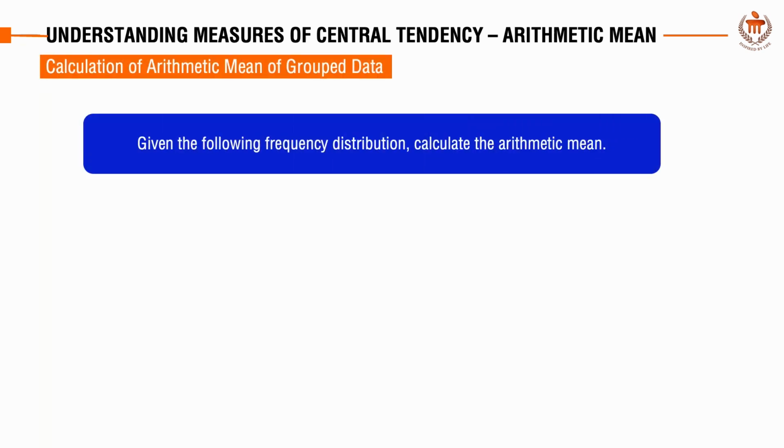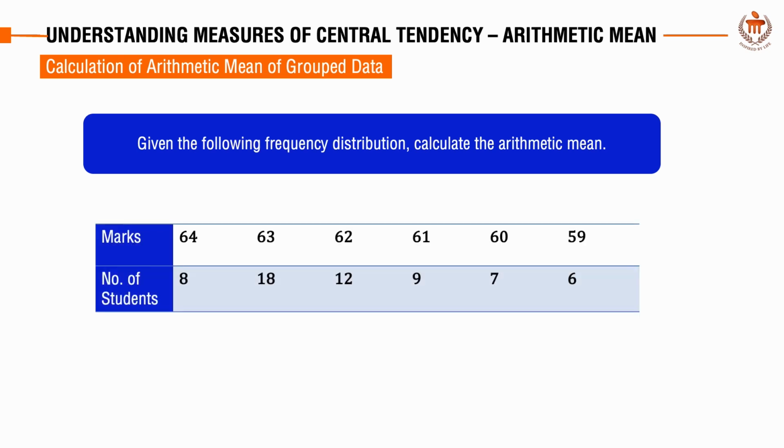Imagine a data set is given to you and you have to find its arithmetic mean. Here we have a series of data where the marks of students are given: 64, 63, 62, 61, 60, and 59. The number of students who got those marks is also given. 8 students got 64, 18 got 63, 12 got 62, 9 got 61, 7 got 60, and 6 got 59.